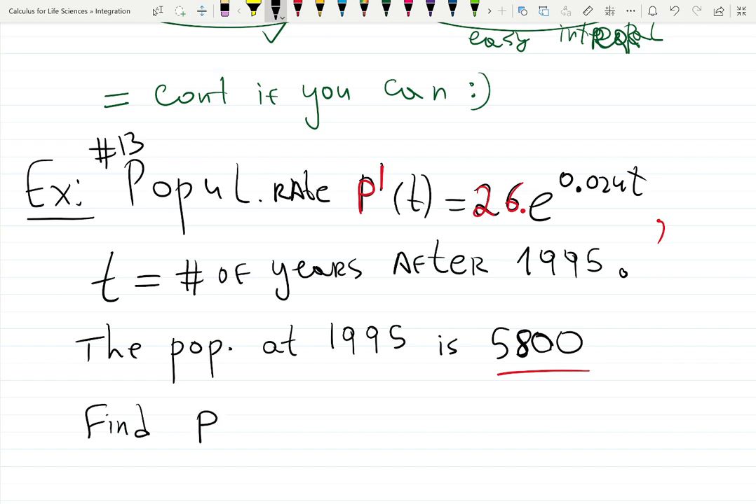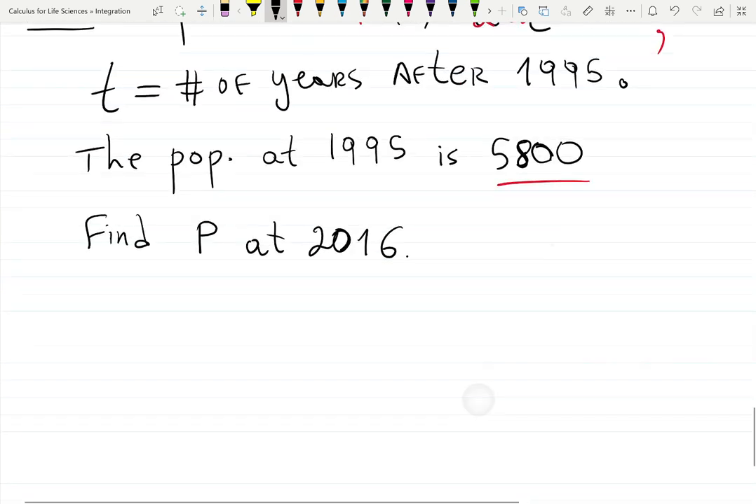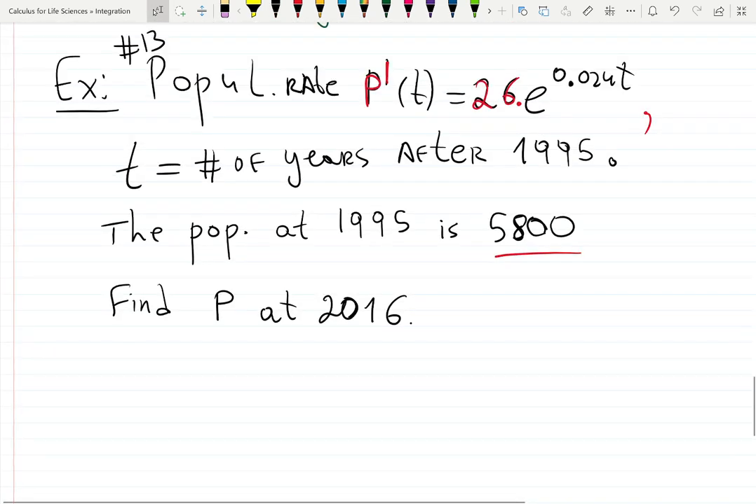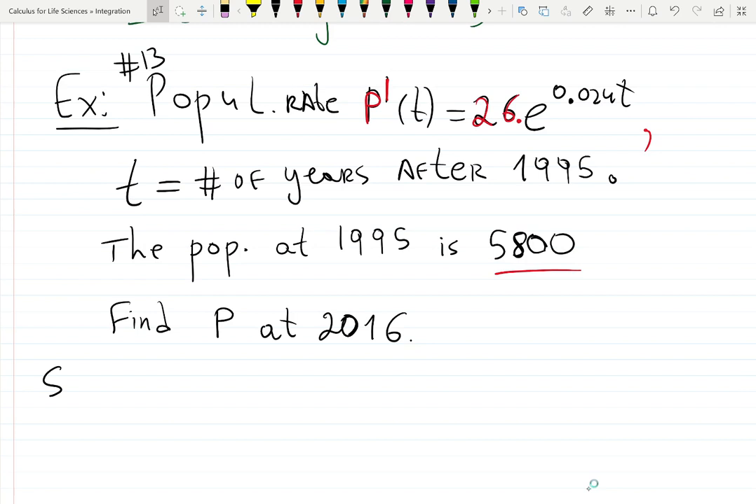Find the population when? On 2016, at the beginning of 2016. Solution. I know you like these problems, because you're doing them really well, usually on a test. So practice this, there will be at least one problem like this on a test.